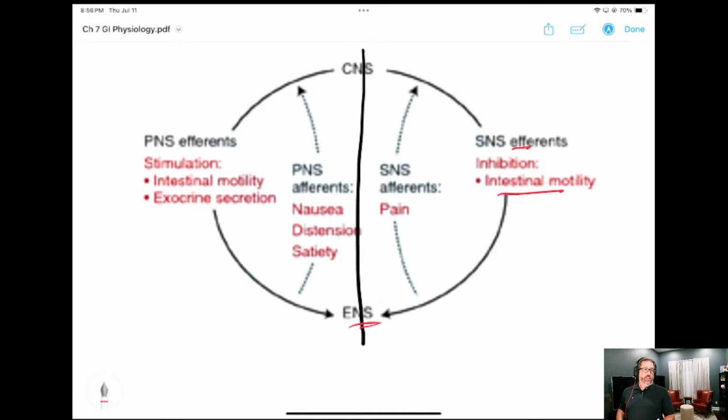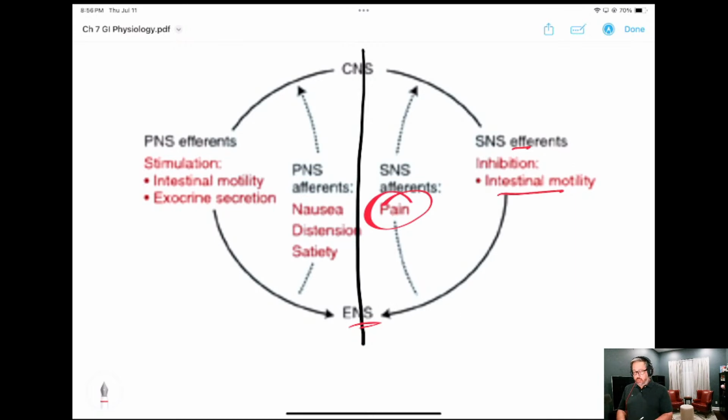The afferents that are leaving the visceral organs will relay pain back up to the brain. So pain is delivered via sympathetic nervous system afferents back to the brain, going towards the brain, afferent back to the brain.